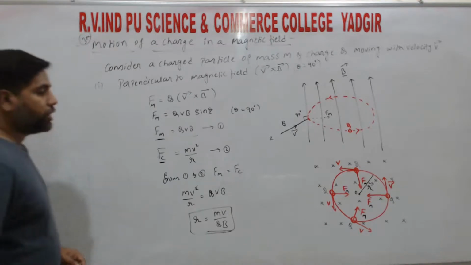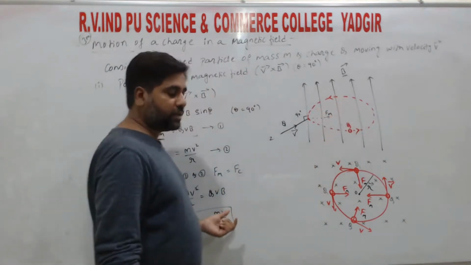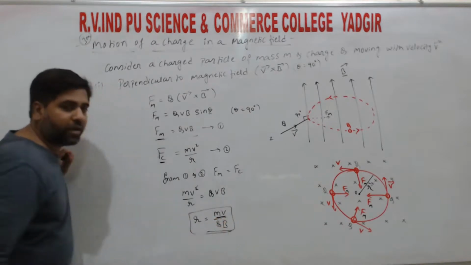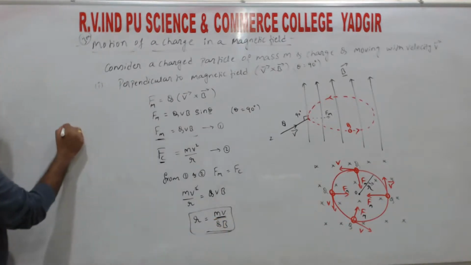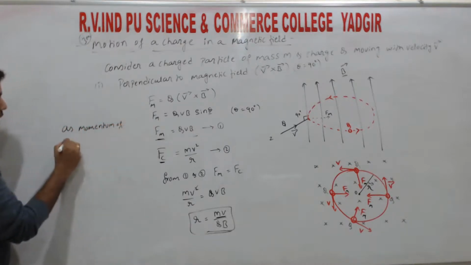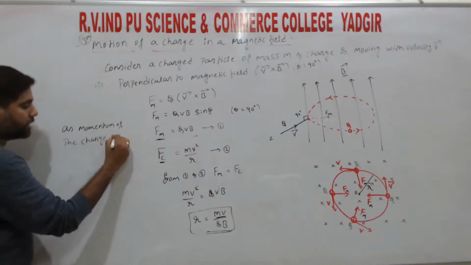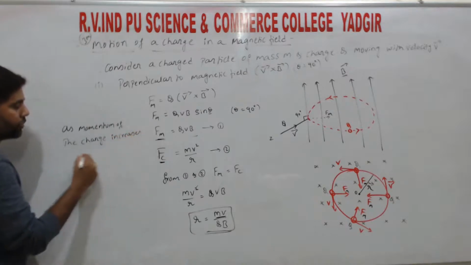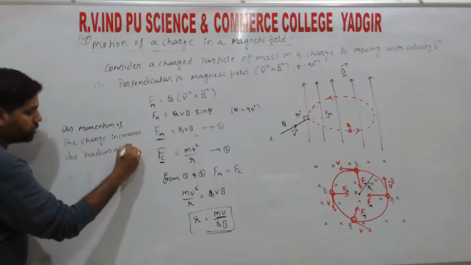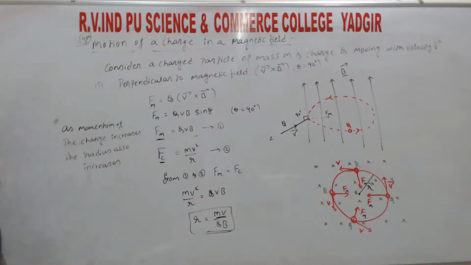This radius may be small or large, it can become even larger. So that entirely depends on the momentum. The product of mass and velocity we call the momentum. So as the momentum of the particle of the charge increases, the radius also increases. So this is one point.